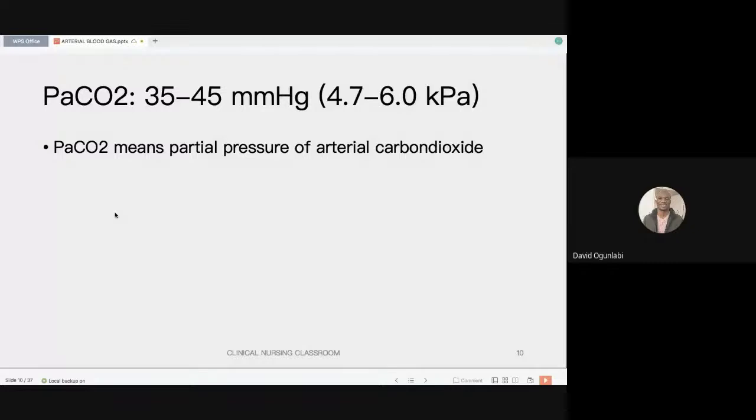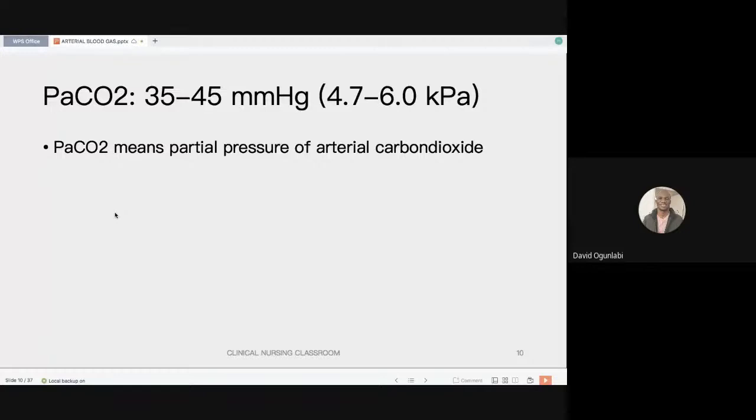Sorry, the millimeter of mercury values are very easy to know. You understand? Because if you look at pH, it is 7.35 to 7.45, okay? And then PCO2 is 35 to 45. So it's easy to grasp. But the kilopascal, you can commit it to your memory: 4.7 to 6.0 kilopascal. And to make it easy for you to convert, 1 kilopascal is equal to 7.5 millimeter of mercury.